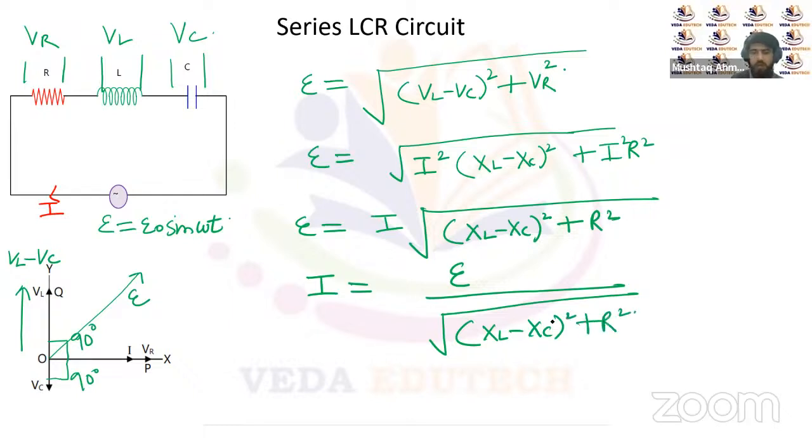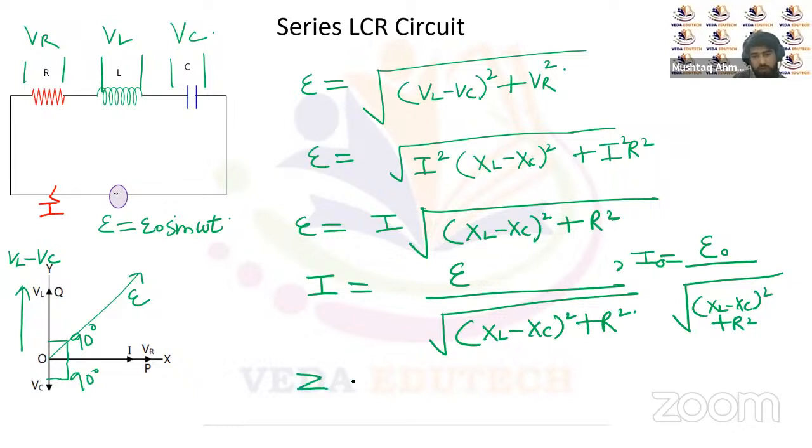The maximum value of the current will be I naught, equal to E naught upon under root of (XL minus XC) whole square plus R square. And the value of impedance here is Z, equal to under root of (XL minus XC) whole square plus R square. This is the value of impedance.